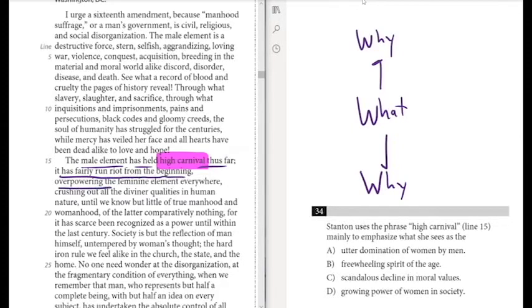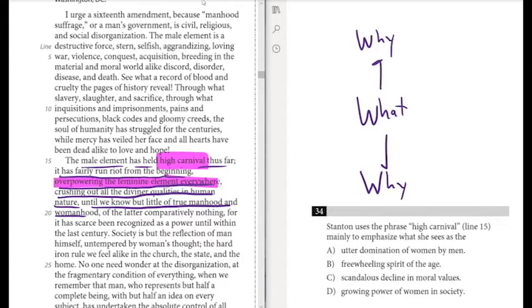The male element has held high carnival. It has fairly run riot from the beginning. It's overpowered the feminine element everywhere, crushing out all the diviner qualities in human nature until we know but little of true manhood and womanhood.